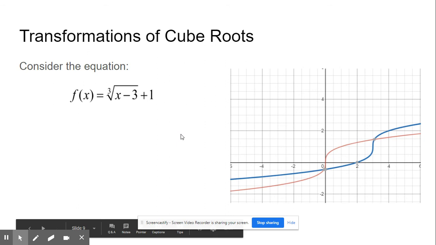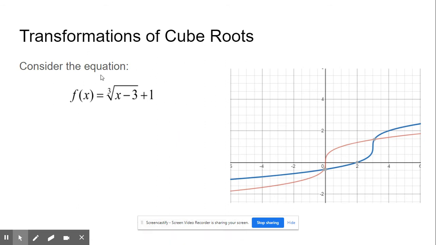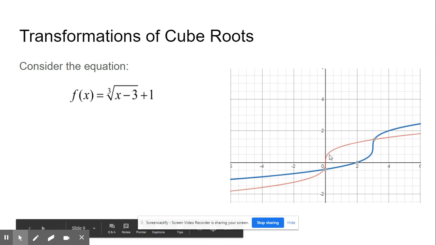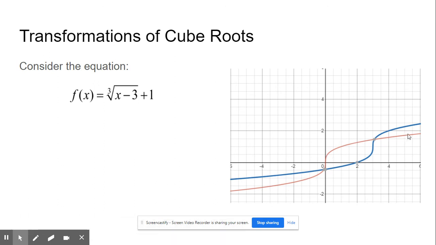Let's take a look at transformations of cube roots. So consider the equation f of x equals the cube root of x minus 3, plus 1. The graph here in red is the original f of x equals cube root of x. And again, we can look at the key points. Here's the point (0, 0). In this case, it moved 3 to the right and up 1. And that happened with every single other point.